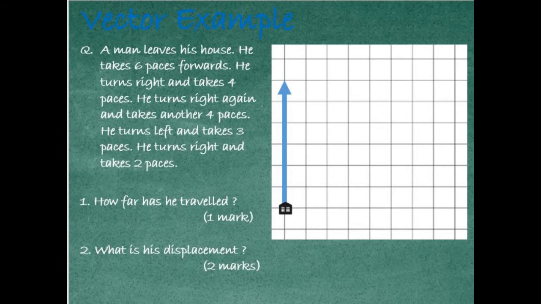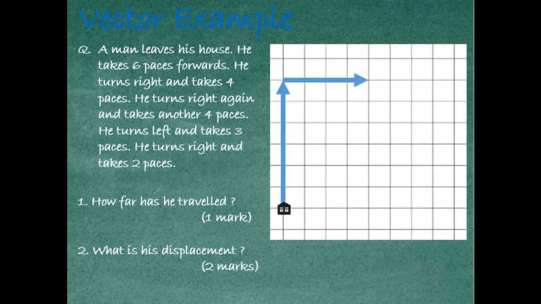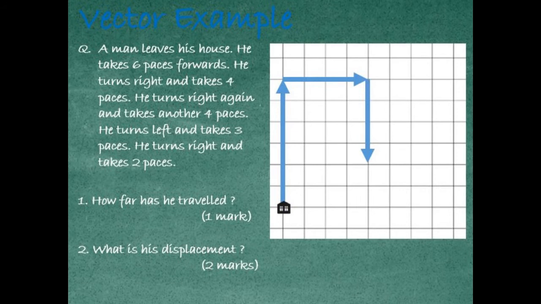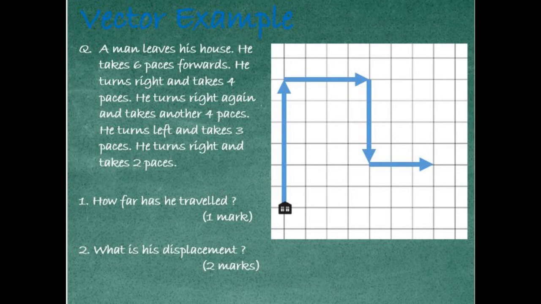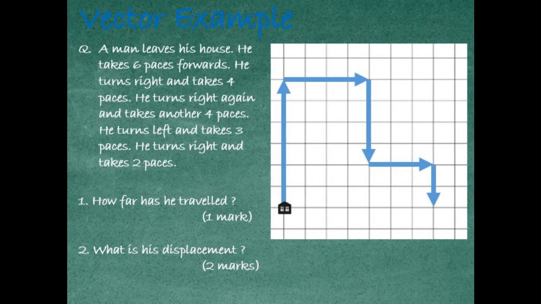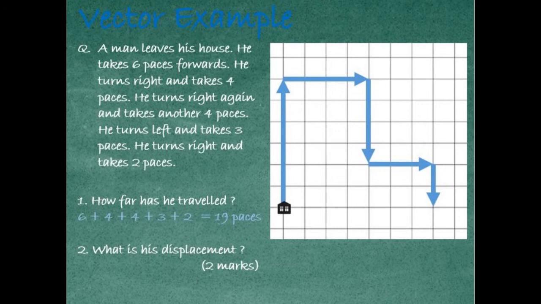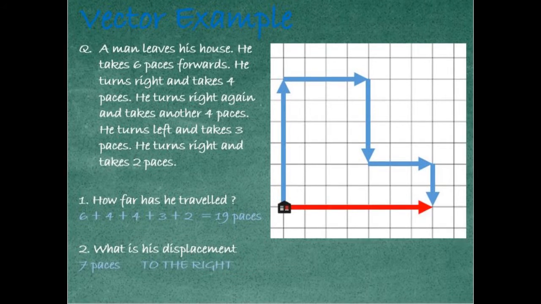Looking at each step individually, he starts by taking 6 paces forward. He turns right and takes 4 paces. He turns right again and takes another 4 paces. He turns left and takes 3 paces. He turns right and takes 2 paces. So the scalar distance he's travelled is 6 plus 4 plus 4 plus 3 plus 2, a total of 19 paces. But the vector displacement, shown by the red line, is 7 paces to the right.